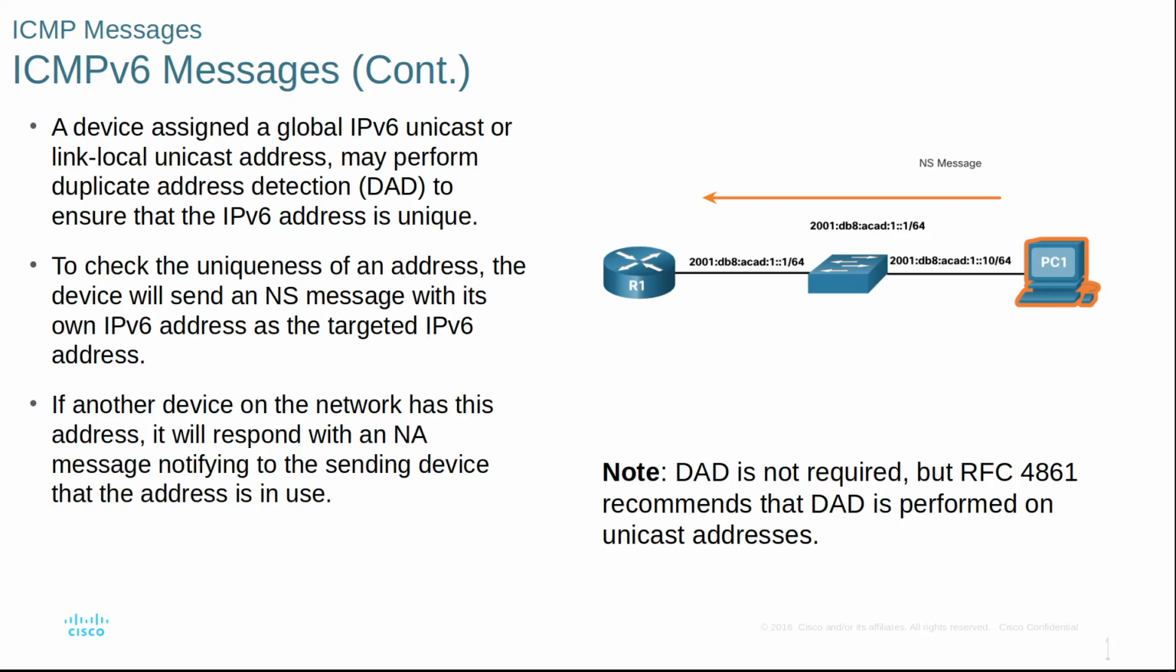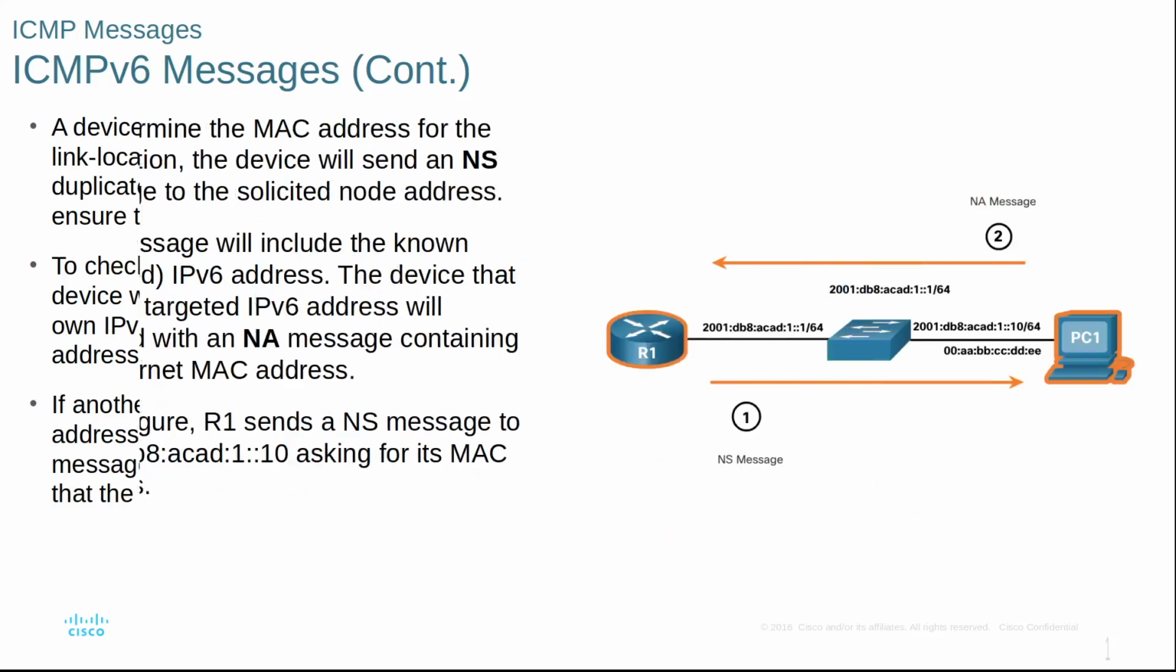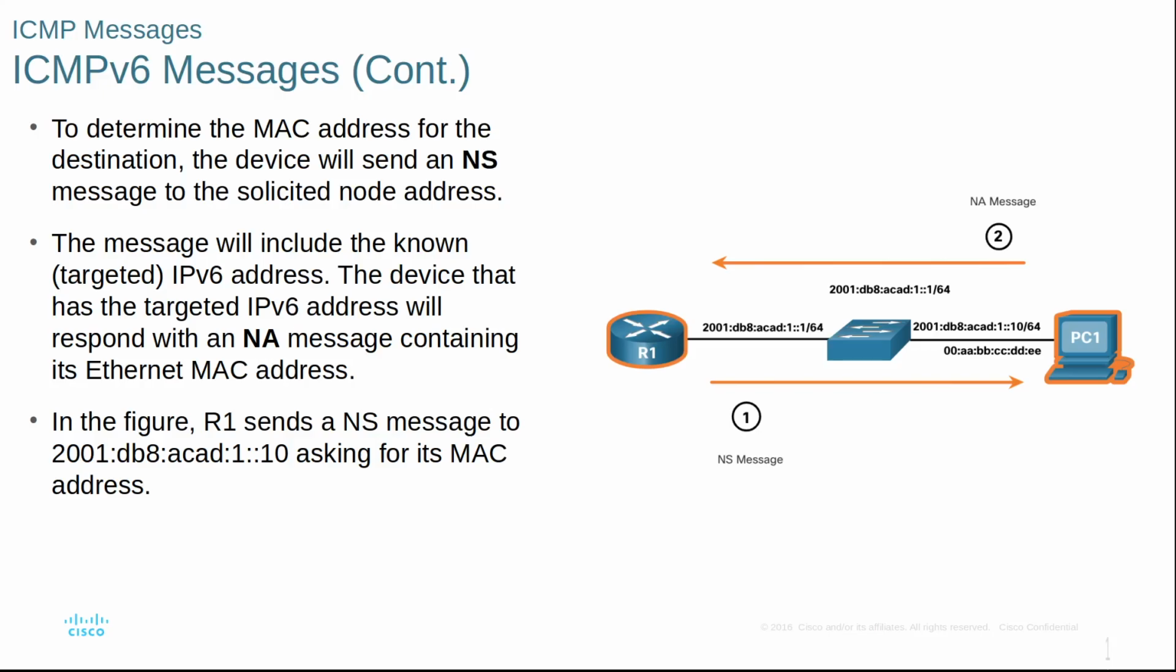Now, devices that are assigned global IPv6 unicast or link local addresses might also perform DAD, duplicate address detection, and that again uses ICMP, because in IPv6 there's no broadcasts, right? For determining the MAC address for a destination, the device will send a neighbor solicitation message to the solicited node address, and the message will include the known IPv6 address. If it gets a response, then it knows that it's not a unique address, right?